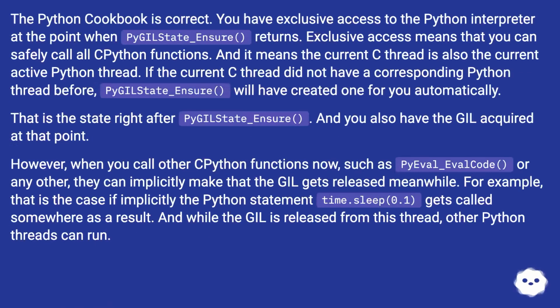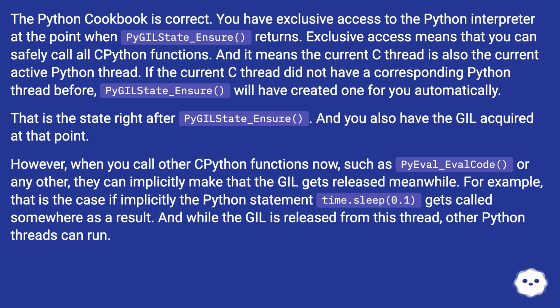The Python cookbook is correct. You have exclusive access to the Python interpreter at the point when PyGILState_Ensure returns. Exclusive access means that you can safely call all Python functions. And it means the current C thread is also the current active Python thread. If the current C thread did not have a corresponding Python thread before, PyGILState_Ensure will have created one for you automatically. That is the state right after PyGILState_Ensure. And you also have the GIL acquired at that point.